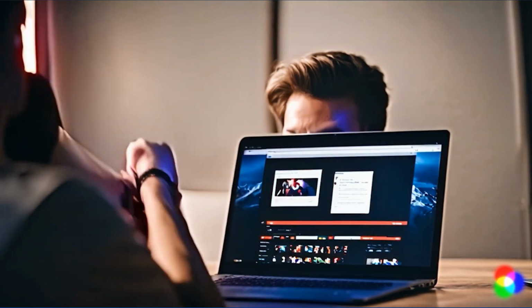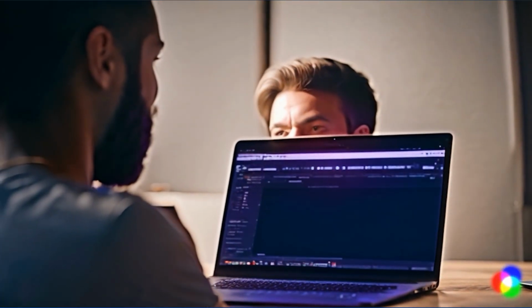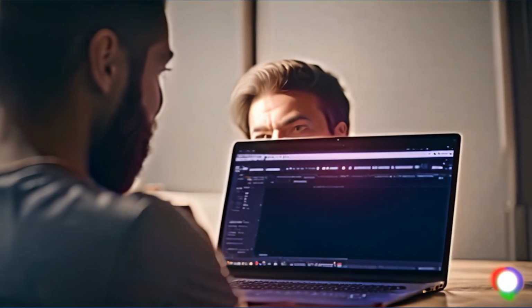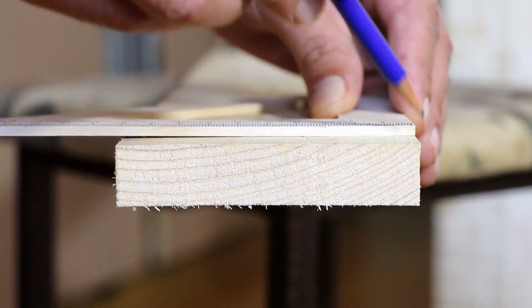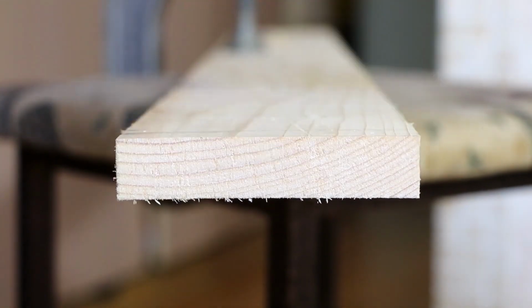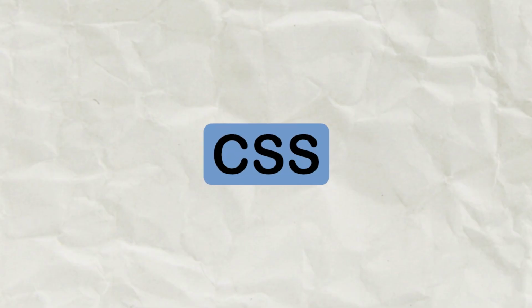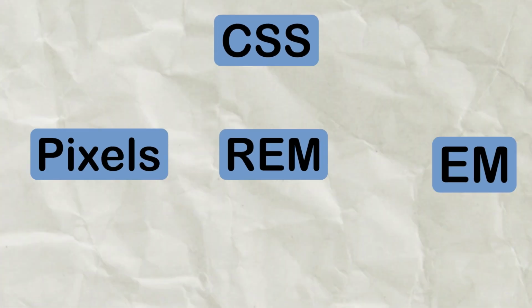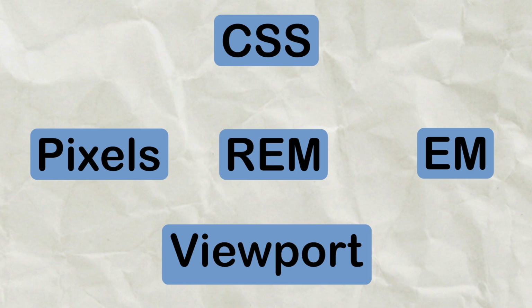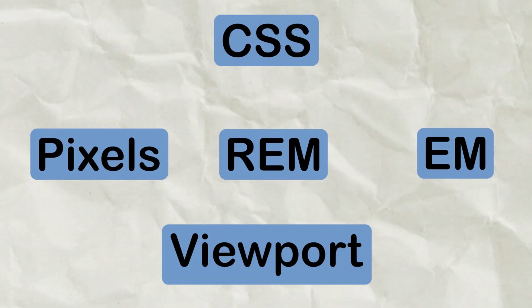So in today's video, we are going to understand what CSS units are. So without wasting any time, let's dive in. In our daily life, we use units like kilometers, meters, centimeters and inches. Similarly, in CSS, we have units like pixels, rem, em, viewports and many more. Let's explore them one by one.